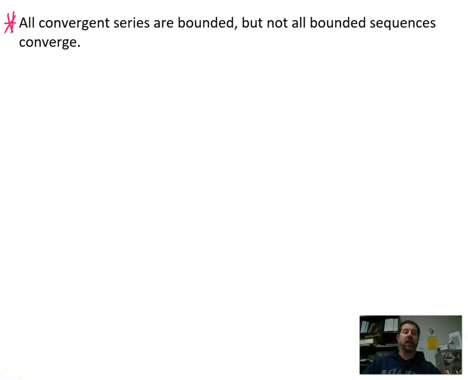So a quick amendment to our theorem that we should know is that all convergent sequences are bounded, but not all bounded sequences are going to converge. So it's not exactly the same thing, and here's a quick example of that.